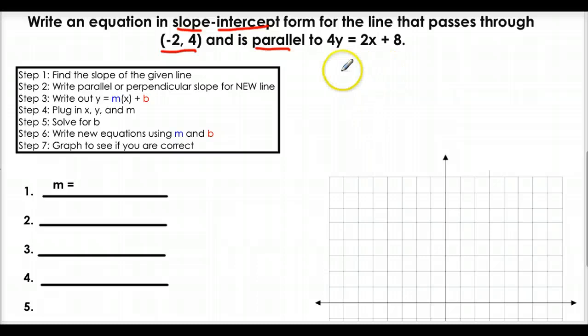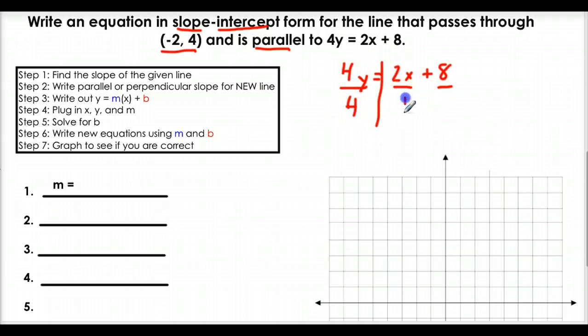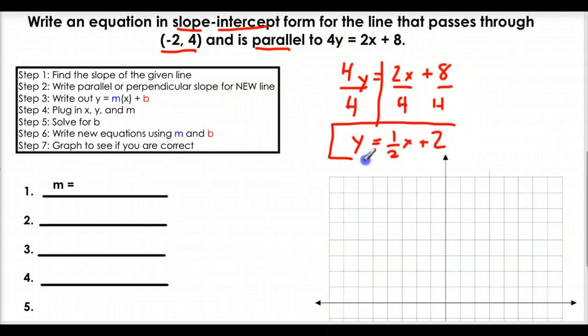So the first thing we're going to need is our original slope. And if you look at this, well, it's not in y = mx + b form. So what do we got to do? We got to solve for y. So we're going to divide everything by 4. And we get y = 2 divided by 4, which is 1/2 x, plus 8 divided by 4 is 2. That is this line right here in y = mx + b form. That's the real first step here, okay?